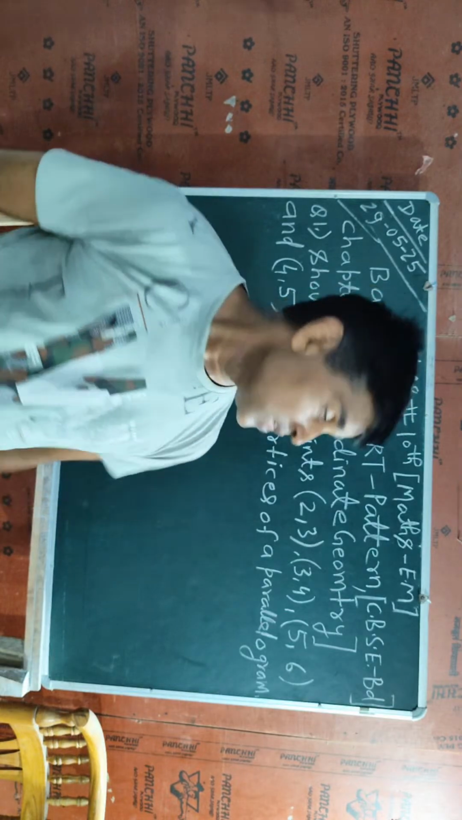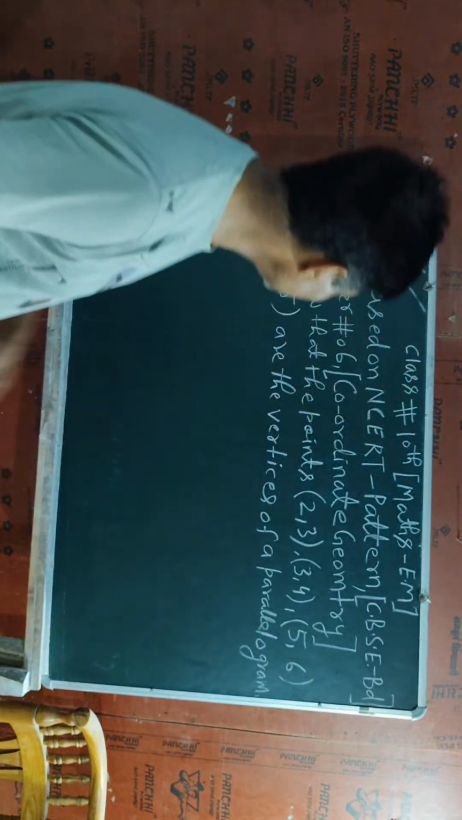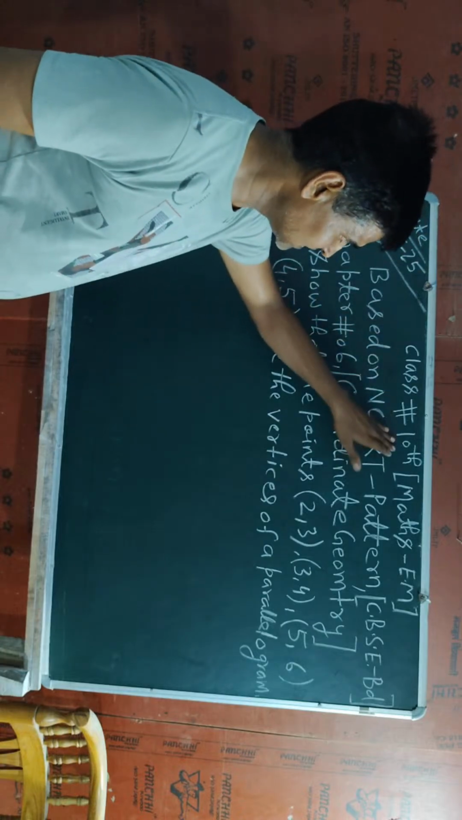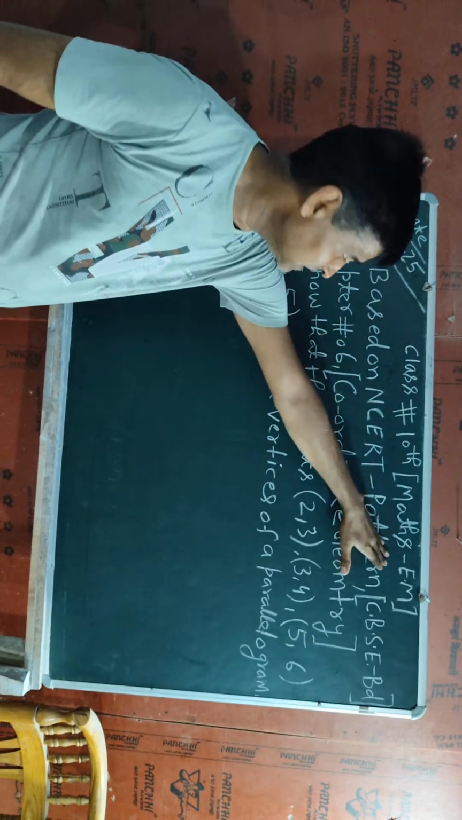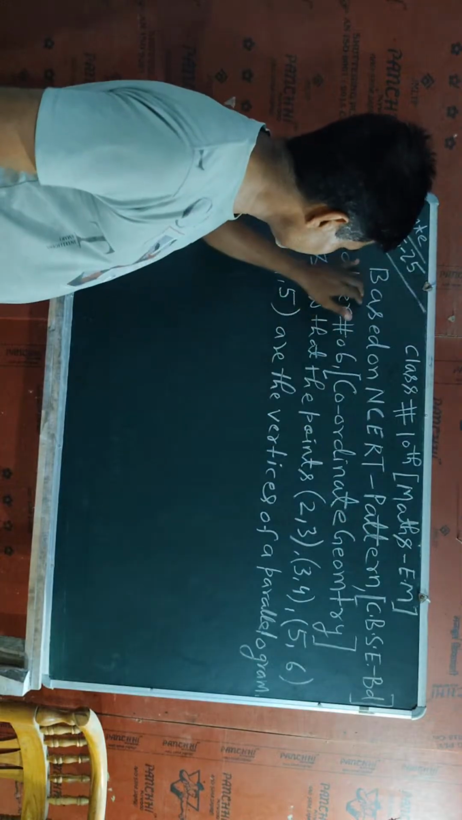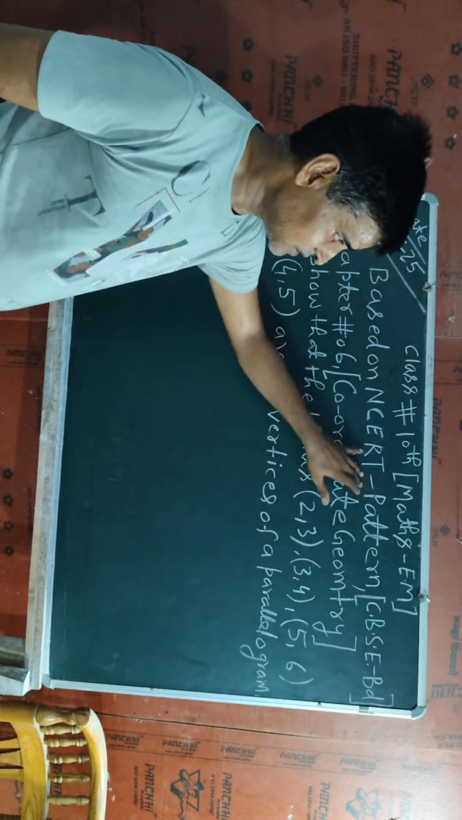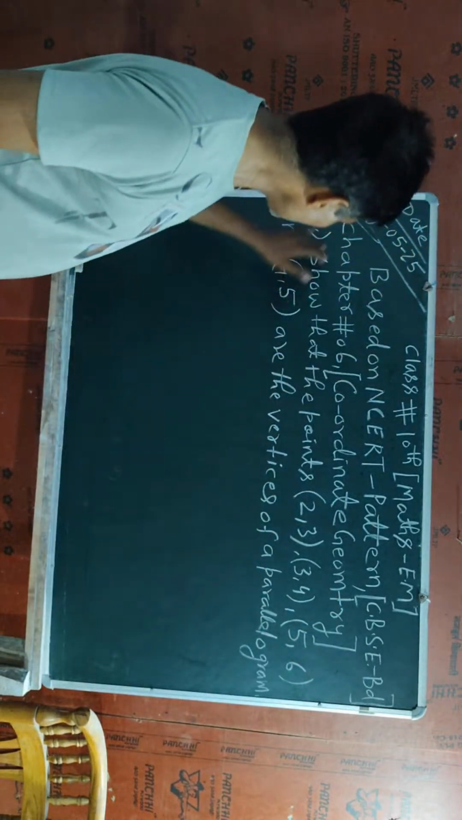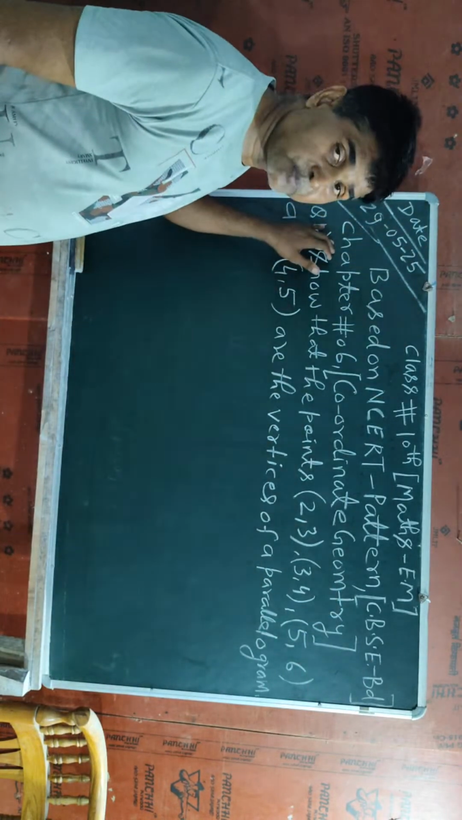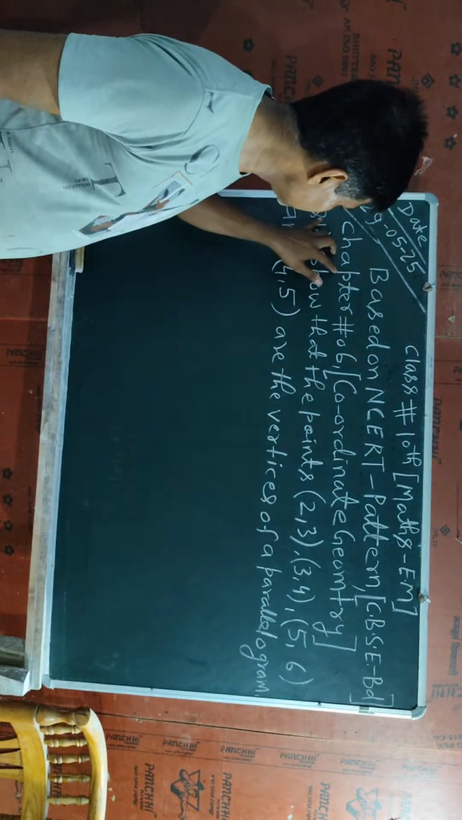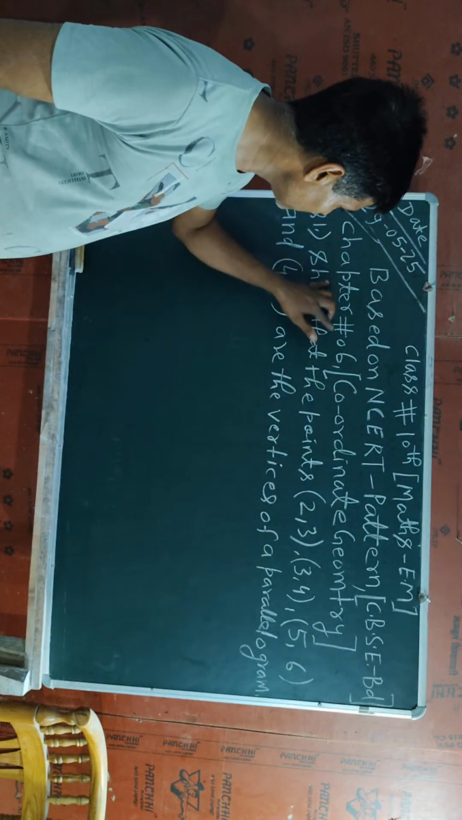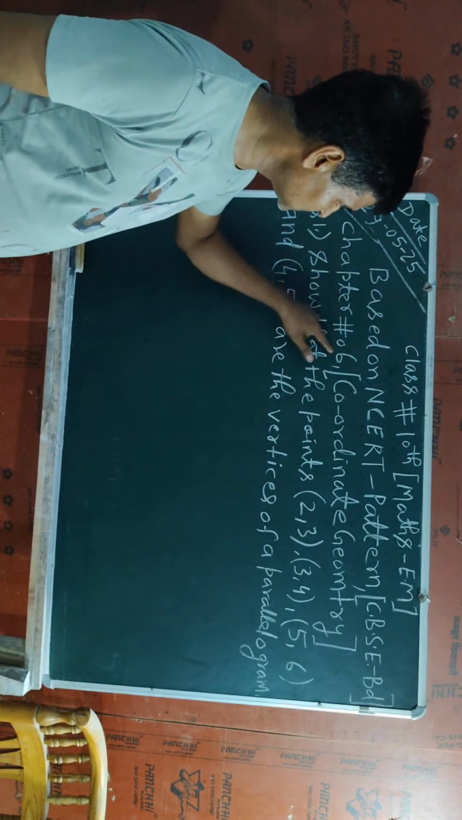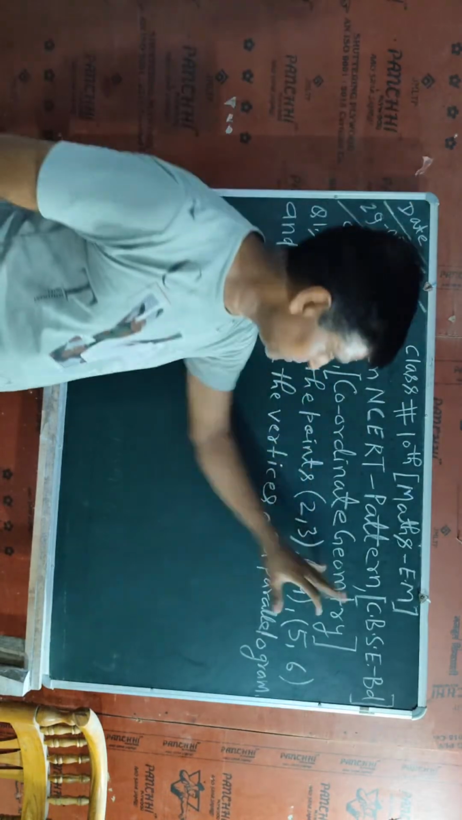Okay students, now further I am going to explain. So this is class 10th maths in English medium, based on the NCERT pattern, and it belongs to the CBSE board. Okay students, the previous 5 chapters I have already taught you. Now this is chapter number 6, whose name is coordinate geometry.